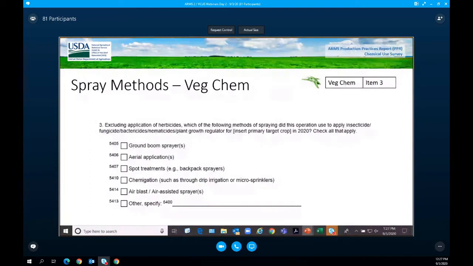So we're going to stick with a few more veg chem specific questions. We were certainly interested in what methods of spraying the operator uses. In this case, we're not talking about herbicides, but insecticides, fungicides, nematicides, PGRs. We're asking if they use ground boom sprayers, aerial applications, spot treatments, which would be like hand applications with a backpack, chemigation, where they apply their insecticide through a drip line or overhead pivot, or micro sprinklers, air blast or air assisted.